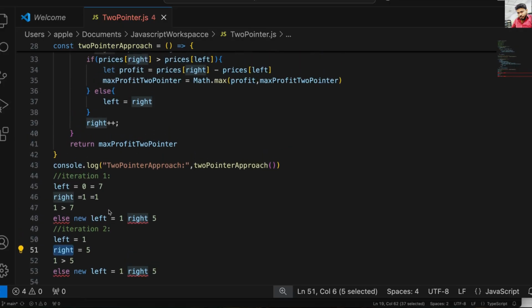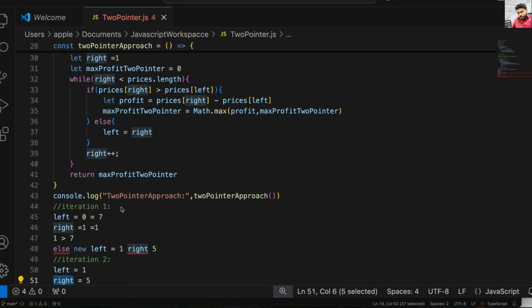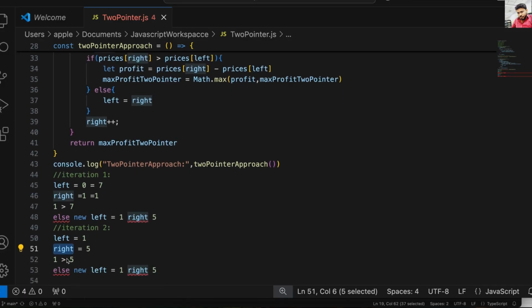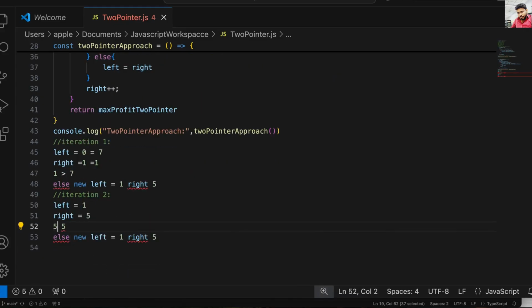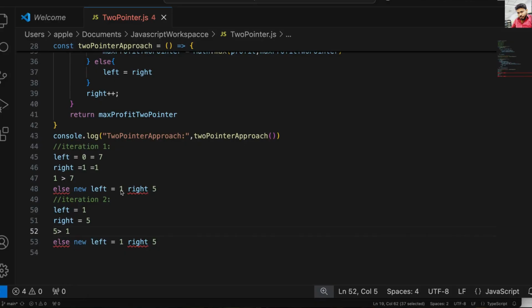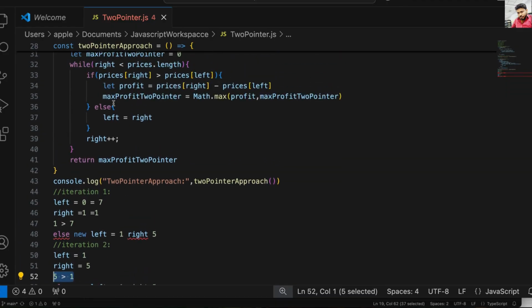So we are going to check this 1 with the 5. Right will be 5 now, and the left will be 1 now. So we can check here, right is 5, which is greater than left, which is 1. So this is left 1, right 5. From here, we can conclude the condition is satisfied because 5 is greater. So it will go inside and calculate the max profit. So what is the calculation they are doing?